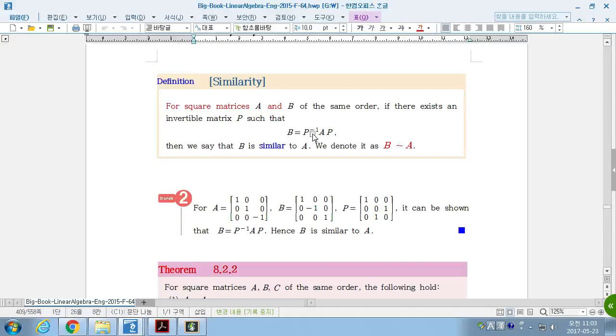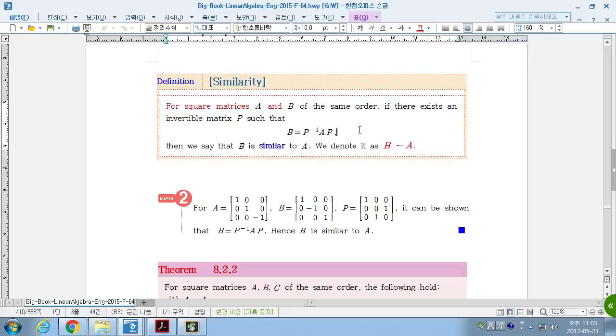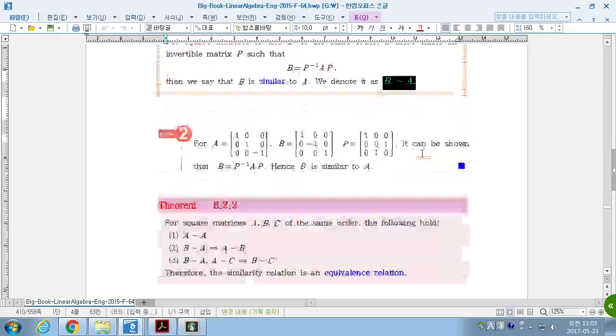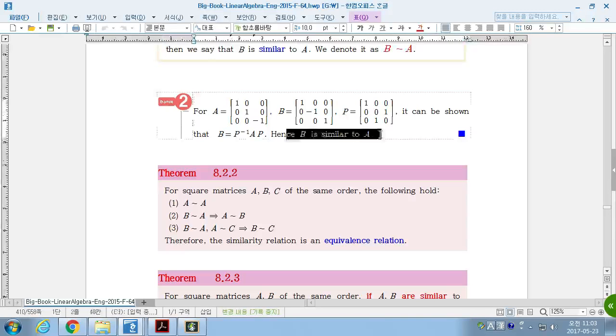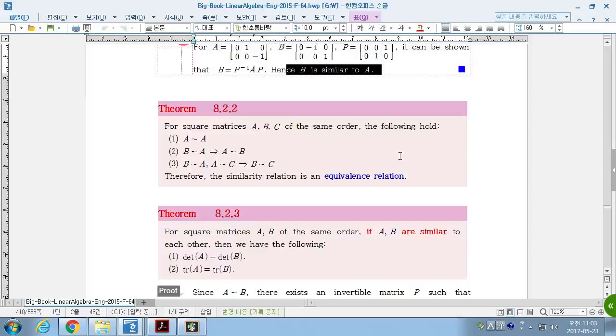Similarity. That relationship gives us a motivation. Two matrices A and B are similar if there exists an invertible matrix P such that B is equal to P inverse AP. Then we call these two matrices A and B similar, and it can be written as B is similar to A. For example, if we have matrices A, P and B like this, then P inverse AP is B. That satisfies this, so we can say A and B are similar.